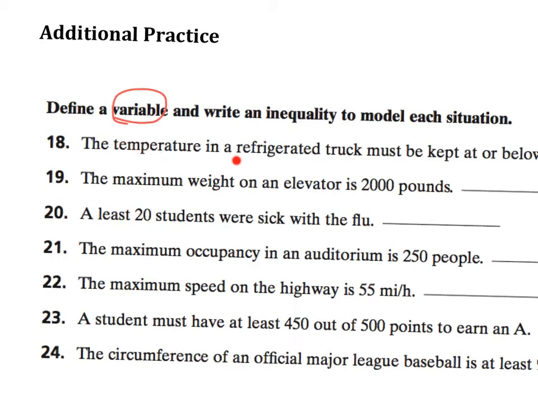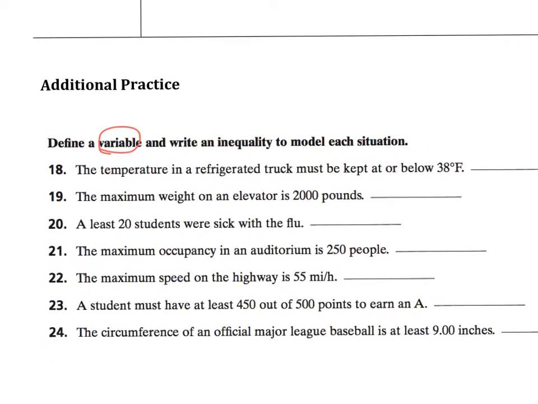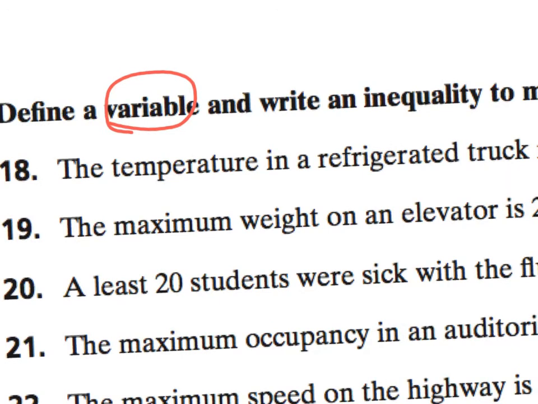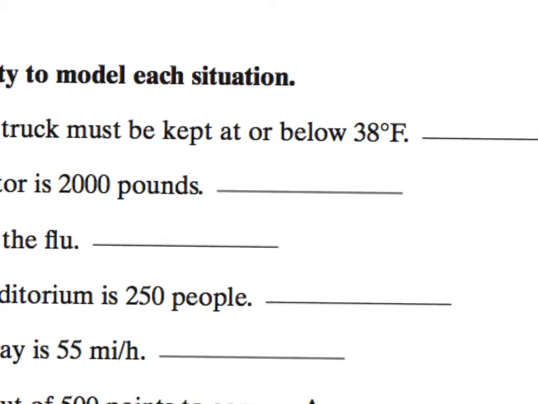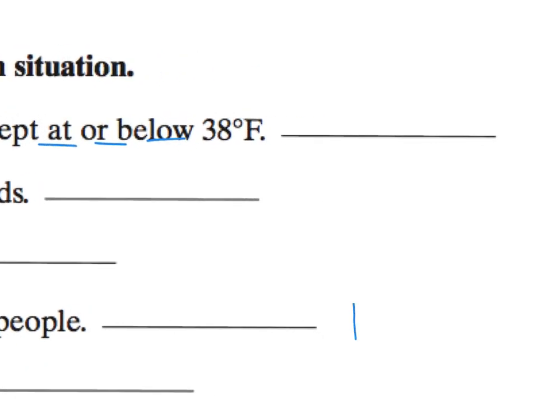The temperature in a refrigerator truck must be kept at or below 38 degrees. So I'm just going to put here I'm going to call T for temperature. Wow, way to throw me for a loop. Must be kept at or below. At or below is clearly going to be less than or equal to. So T is less than or equal to 38 degrees Fahrenheit. And we can leave it in pure math without the unit here.